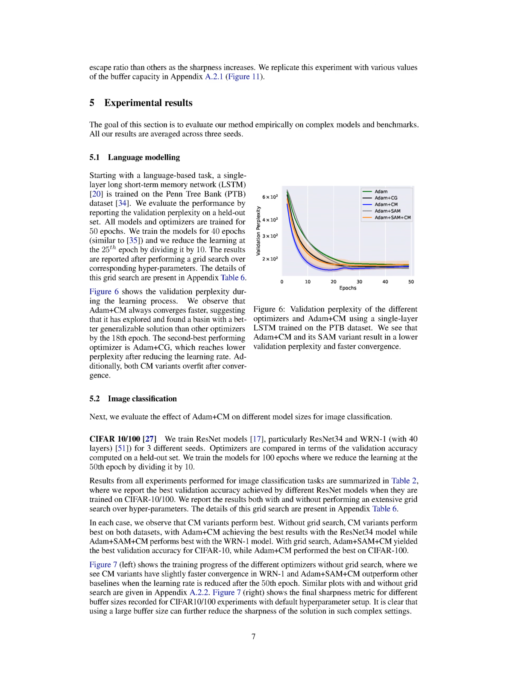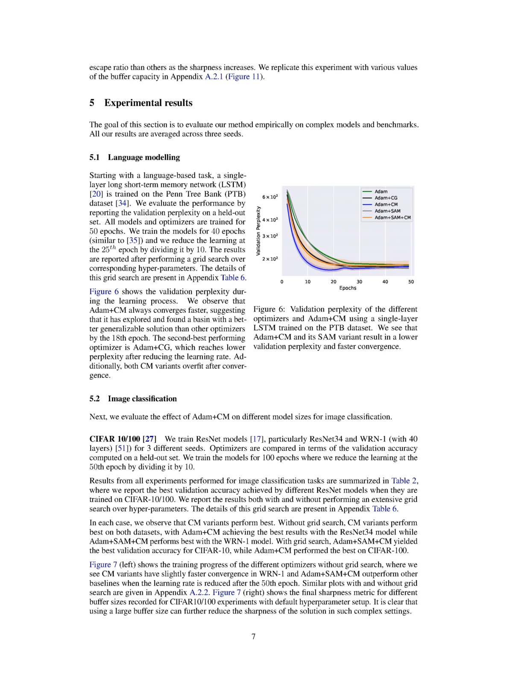We compared optimizers in terms of the validation accuracy computed on a set of data that we didn't use in training. We trained the models for 100 cycles, reducing the learning rate at the 50th cycle by dividing it by 10. We summarized the results from all experiments performed for image classification tasks, where we reported the best validation accuracy achieved by different ResNet models when they were trained on CIFAR-10/100. We reported the results both with and without performing an extensive grid search over hyperparameters. The details of this grid search are in the appendix.